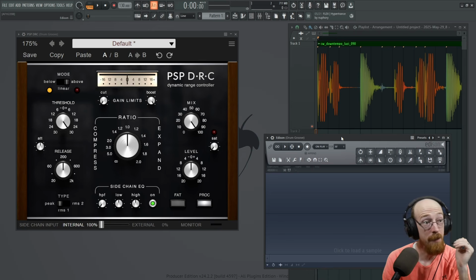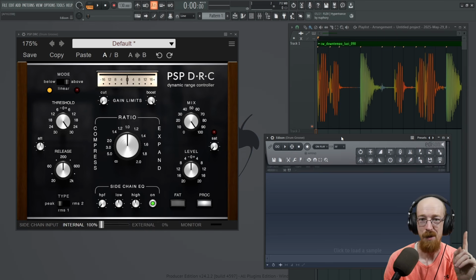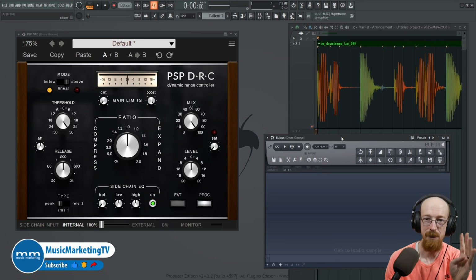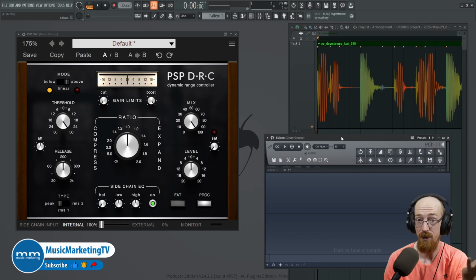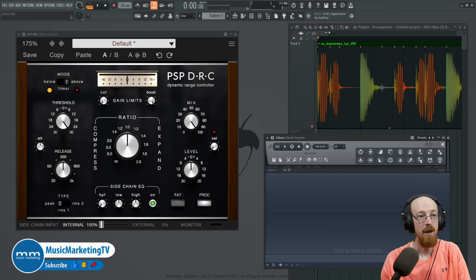Today we are checking out the PSP DRC, or Dynamic Range Controller. It can do 4 types of dynamic processing, my favorite of which is upwards compression. It can do upwards compression, downwards compression, upwards expansion, downwards expansion. And the goal is to walk you through these modes so that when you use them, you have an idea of what's going to happen, what you can bring up and bring down. And we're going to be using this drum loop to go after it.